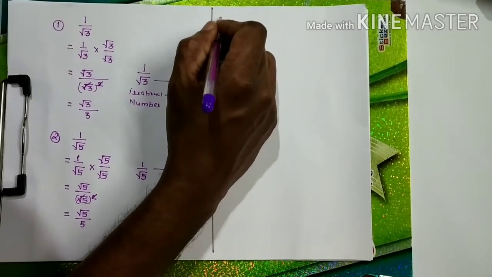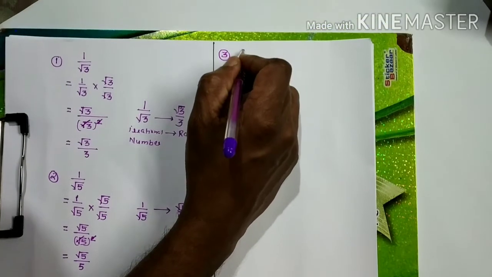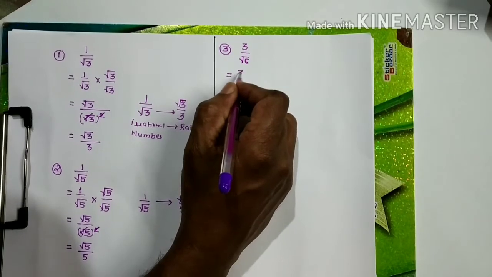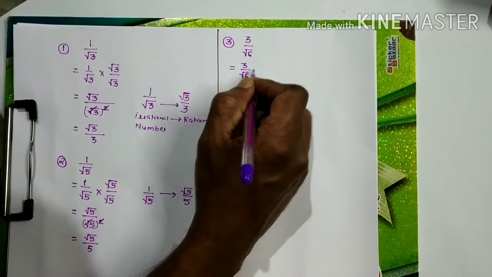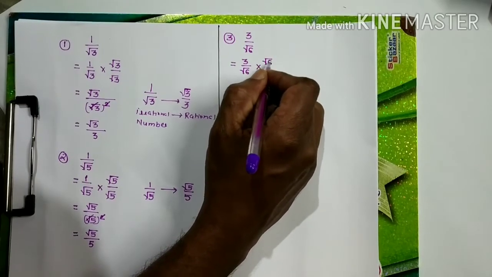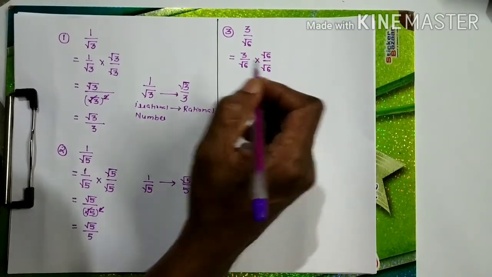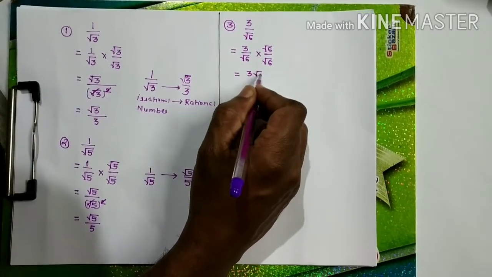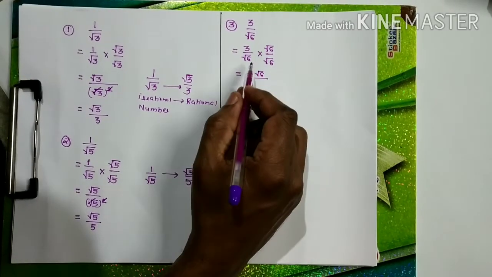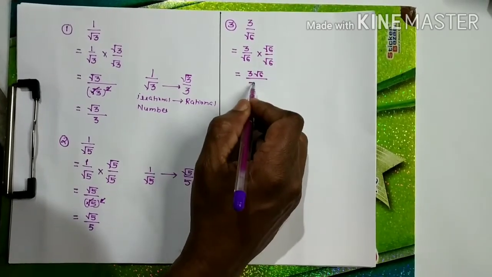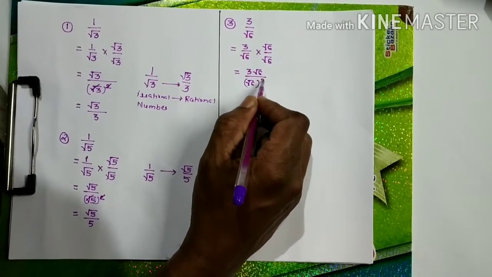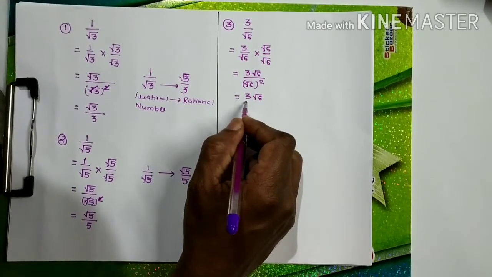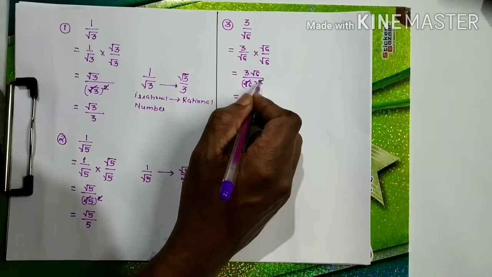Now let us take the third example, 3 divided by root 6. The first step is 3 divided by root 6 multiplied by root 6 upon root 6. So 3 multiplied by root 6 is 3 root 6, divided by root 6 multiplied by root 6, which is root 6 square. The next step is 3 root 6 divided by root 6 square, and the square root and square get cancelled.